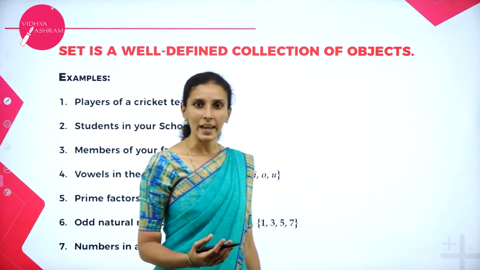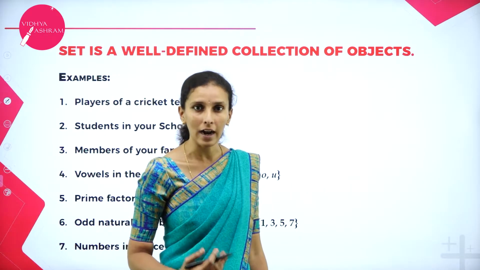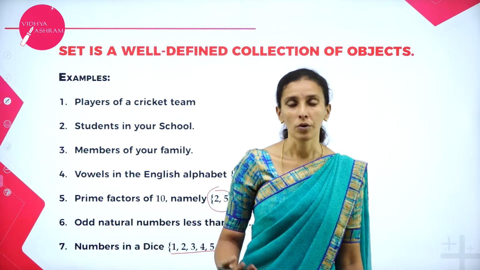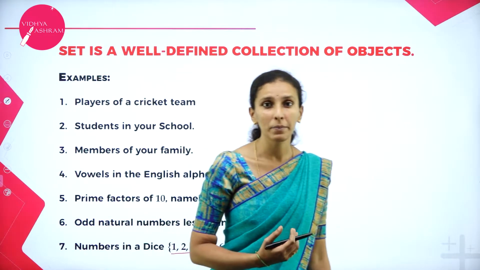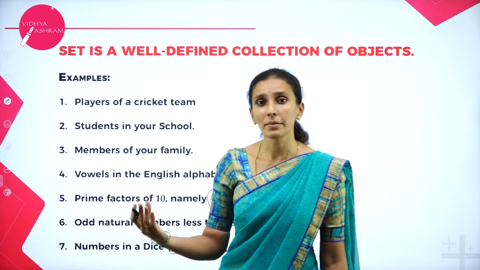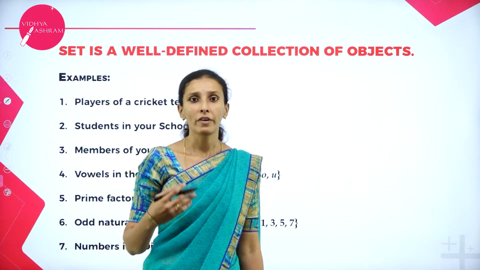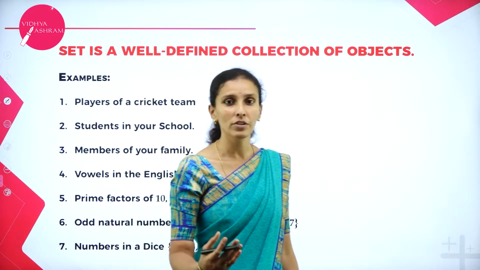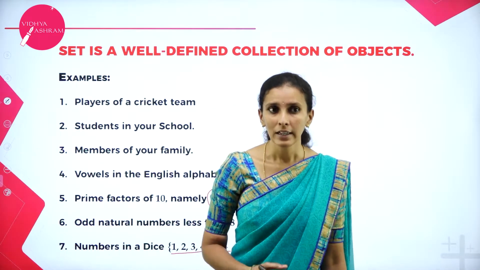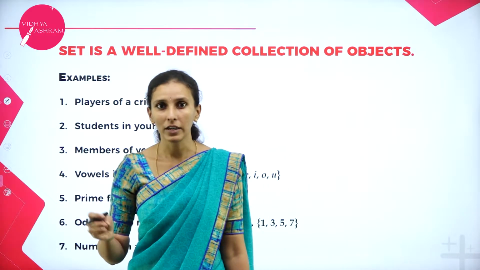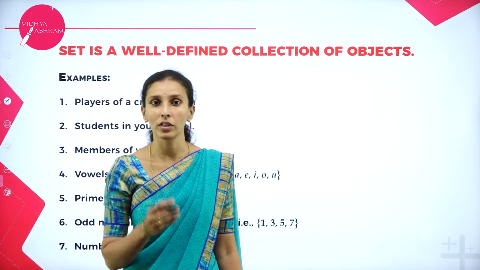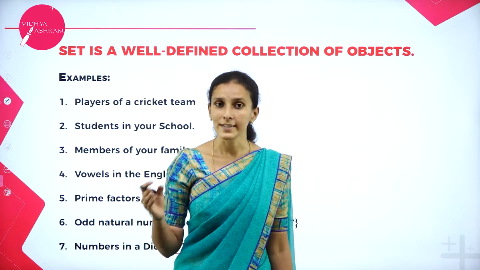Then can we say beautiful flowers in a garden form a set? No, because a rose may be beautiful to someone, jasmine may be beautiful to someone else, and daisy may be beautiful to someone else. So when I say collect some beautiful flowers from garden, the perception of flowers for each person differs. So there it cannot form a set.